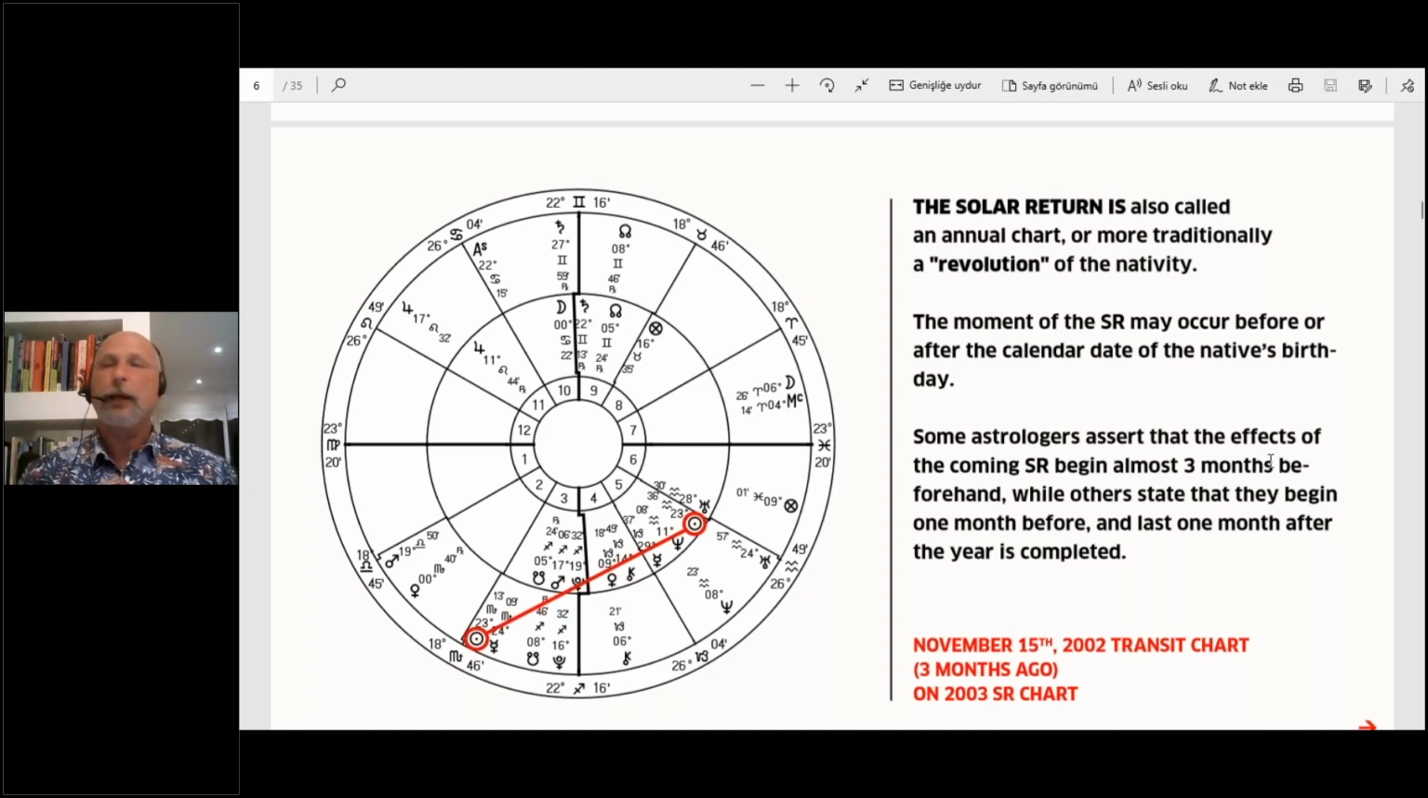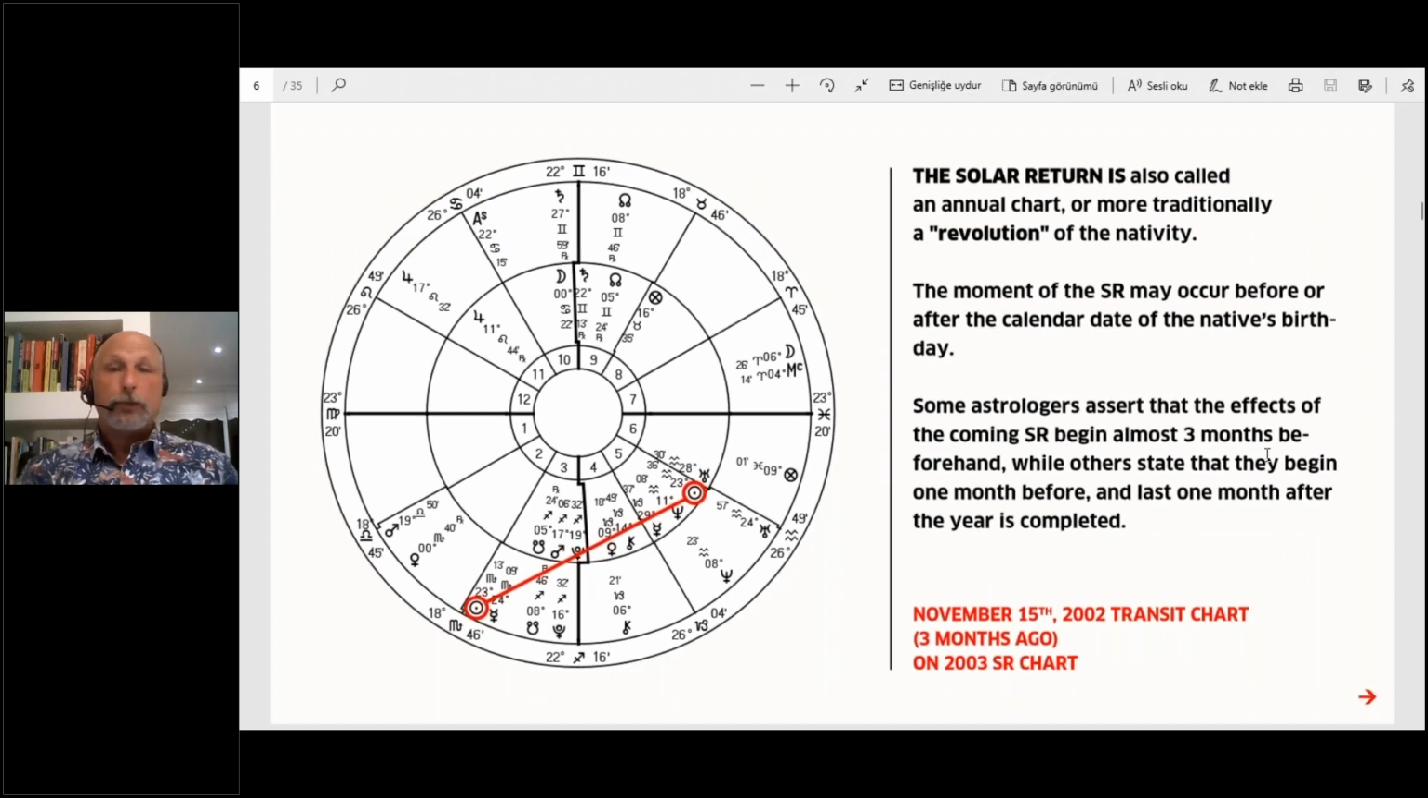But what I do, I start with the solar return at the exact time it starts, and I finish when the next solar return enters. So this is what I'm using, but there are some other astrologers who say that the events for the coming year start to show themselves just 3 months before the actual solar return enters.